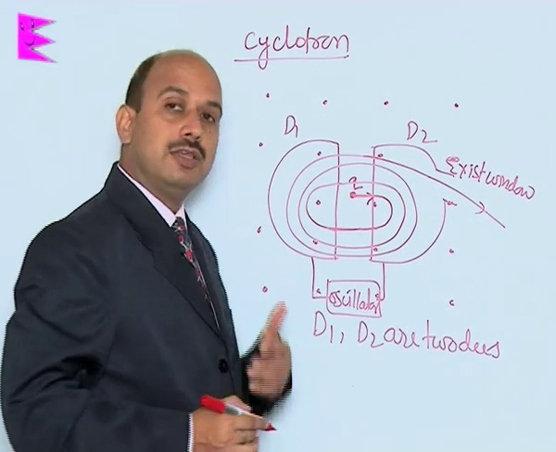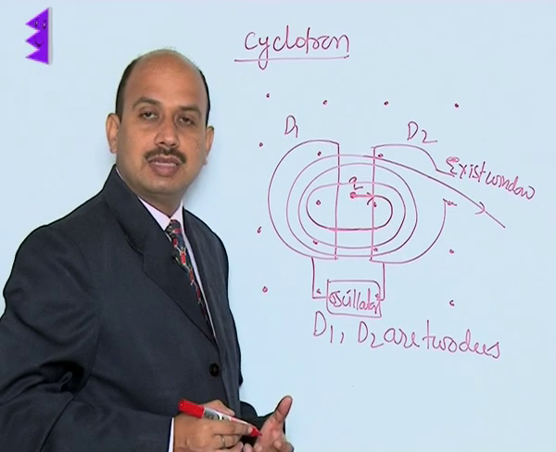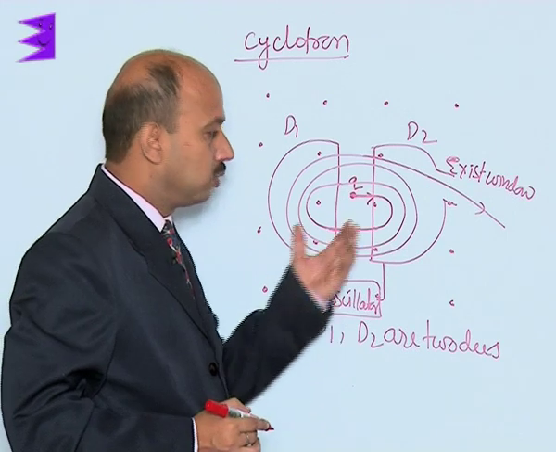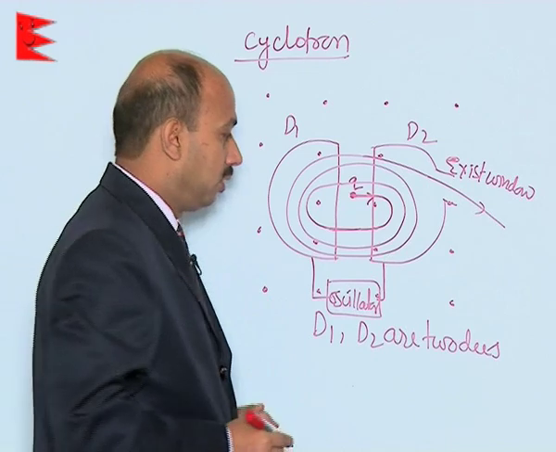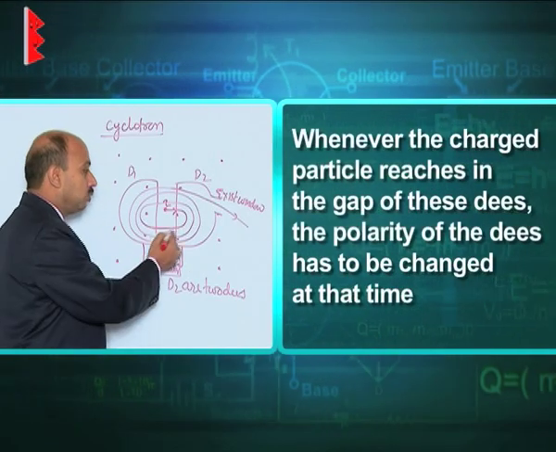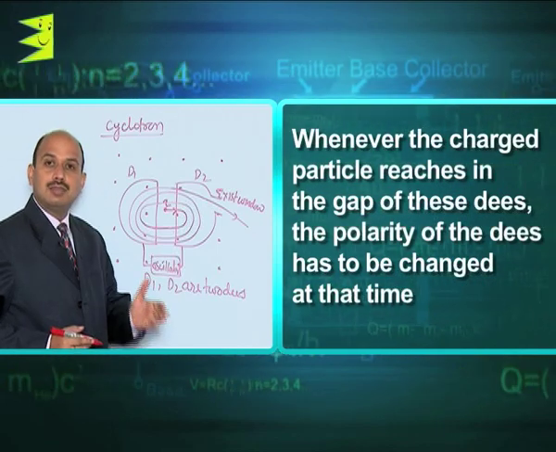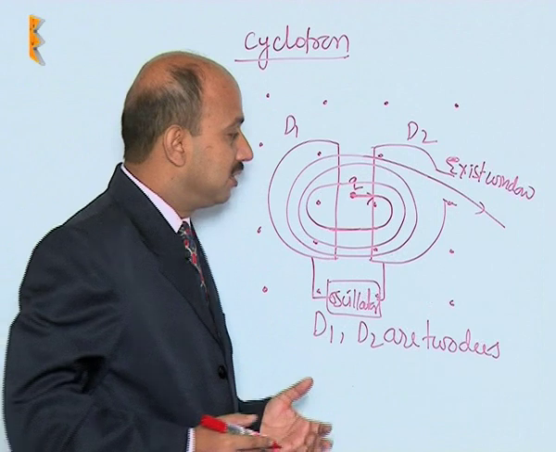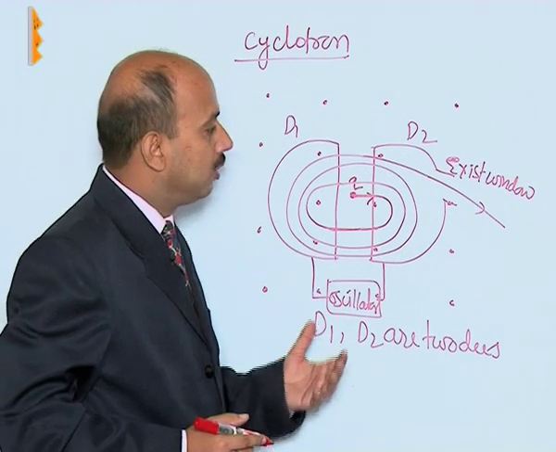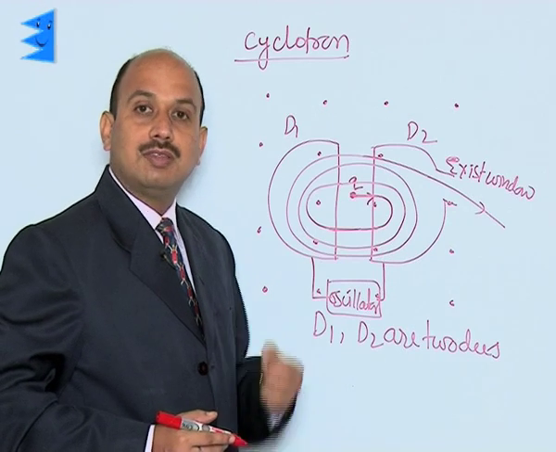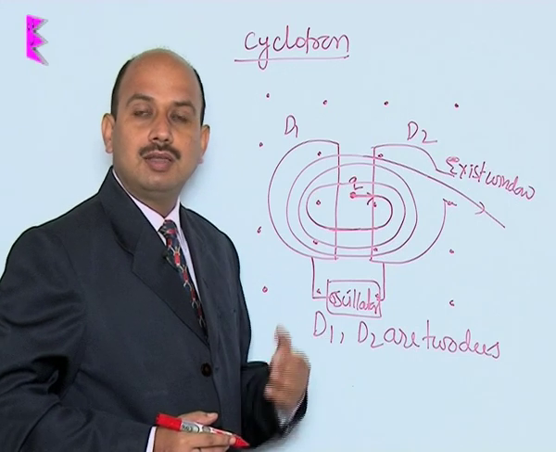So see here, by using crossed electric and magnetic fields, we can increase the kinetic energy of the charged particle by passing it through both the fields repeatedly. But an important condition is that whenever the charged particle reaches the gap of these two D's, the polarities of the D's have to be changed at the same time. Otherwise, the charged particle will collide here and there or with the walls of the D's and it will not be able to perform the circular path. So it is necessary to get the charged particle in the gap when the polarities of the D's are changed.